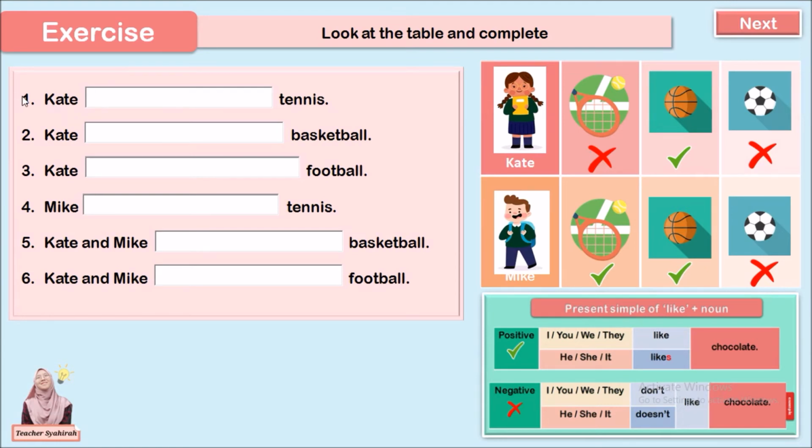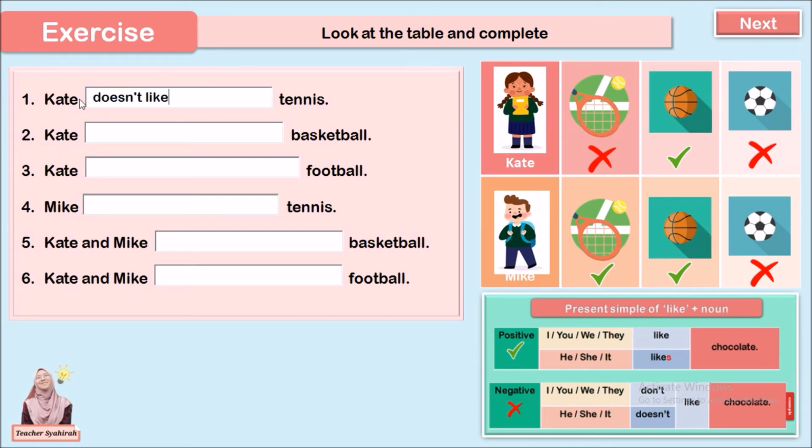Now look at the first one. Kate, what? Tennis. Okay, which one is tennis? Which one is Kate? This one is Kate. Kate is right here. And tennis. This one is tennis. So did she like? Does she like tennis? No, she doesn't. If she doesn't like tennis, Kate doesn't like tennis. Okay, we use doesn't. Doesn't like tennis. Kate doesn't like tennis.